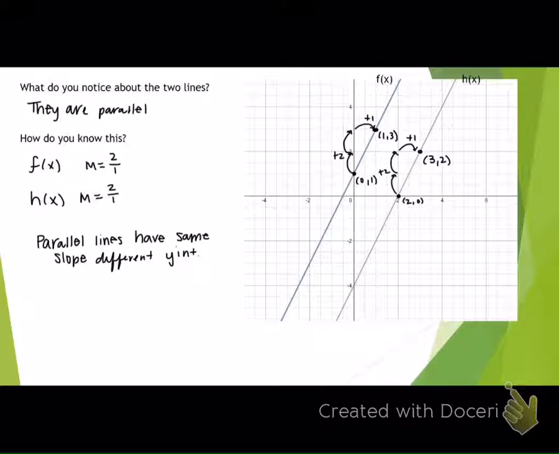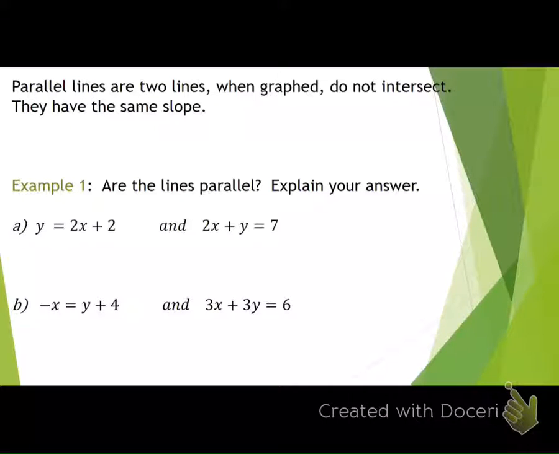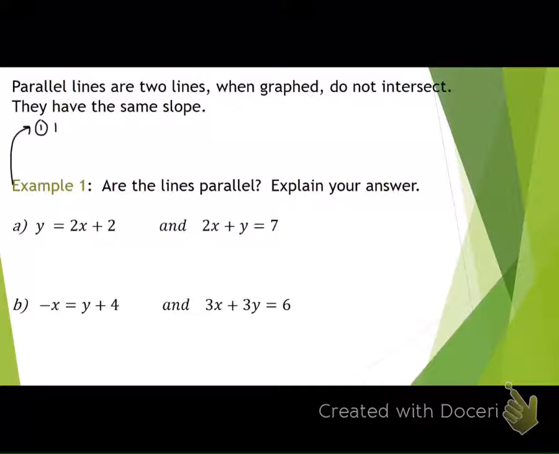All right. So let's look at these. Parallel lines are two lines that, when graphed, do not intersect. They have the same slope. So are the lines parallel? Explain your answer. To do this, you first need to have both equations in slope-intercept form.